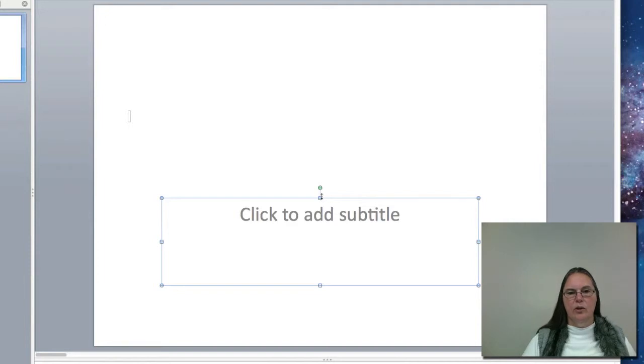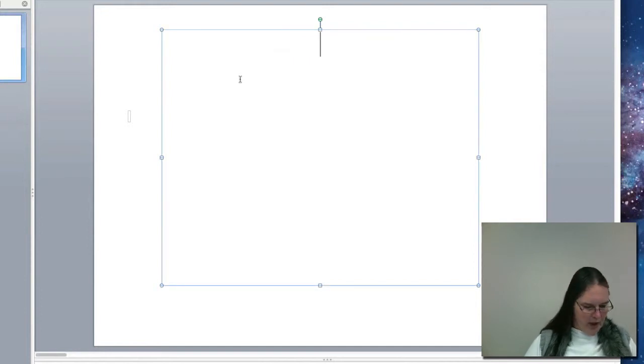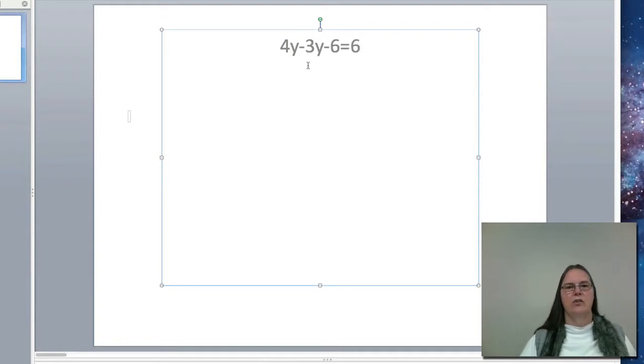Now the next thing we're going to look at is another kind of equation. This time we have two variables. We have 4y minus 3y minus 6 equals 6. So in this case, what do we do in the case of having two variables in our problem? Well, this is called combining like terms. In this case, we take the difference between.